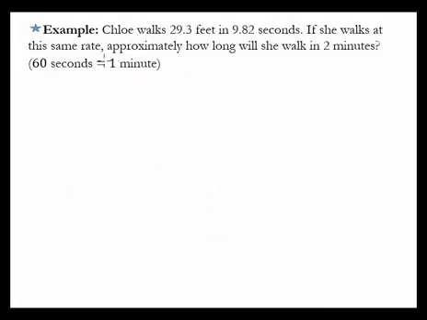Hi scholars, we're going to go through a quick example here, so it shouldn't take too long. Chloe walks 29.3 feet in 9.82 seconds. If she walks at the same rate, so rate is, her rate in this case is velocity, or speed, feet per second, right? Approximately how long will she walk in 2 minutes?